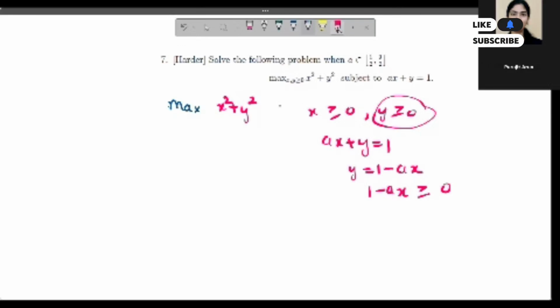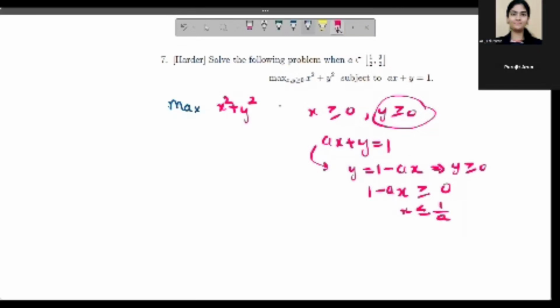One second, ma'am. So y is greater than or equal to 0. Therefore, 1 minus... So what is the value of a from here or x from here? Ma'am, it's going to be 3 upon 2. Value of x from here, so it's going to be, ma'am, x is less than or equal to 1 upon a.